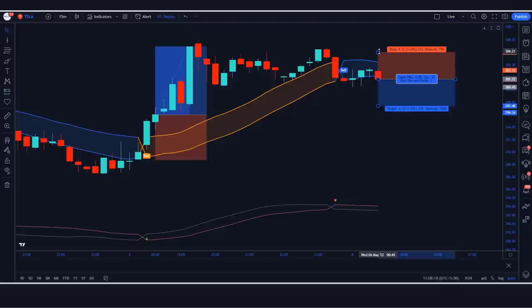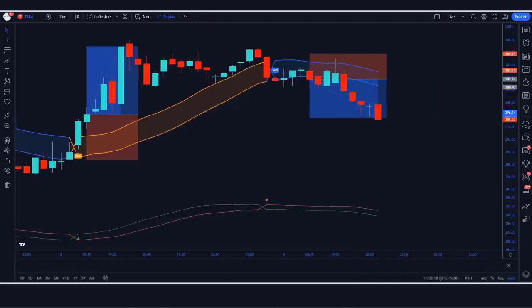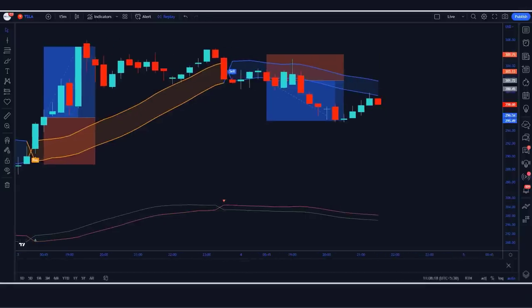Our stop loss is to be placed at the high of the previous candle of the signal candle. And the risk to reward ratio will be 1:1.5. Let's see what happens to our trade. We have won the trade. Let's find the next trade.